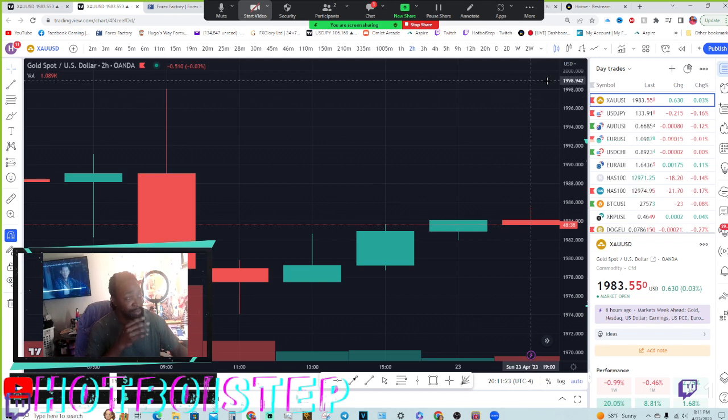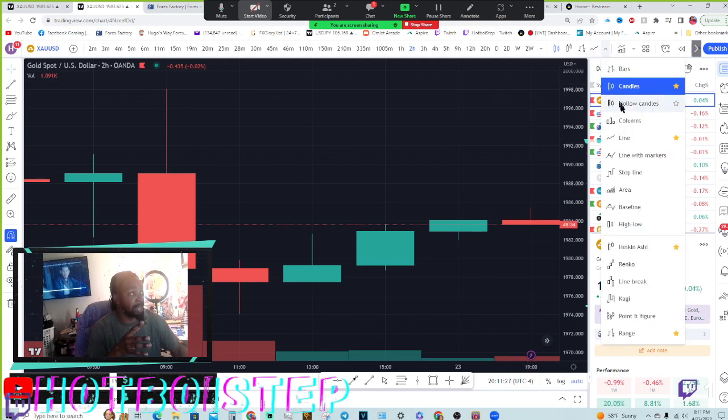Okay. But there are many ways to look at these charts. They got all these different types of ways to look at charts. But the easiest way for mostly everybody is candles, because it's pretty much self-explanatory. It started off at the bottom and ended at the top for green, and it started at the top and ended at the bottom for red.